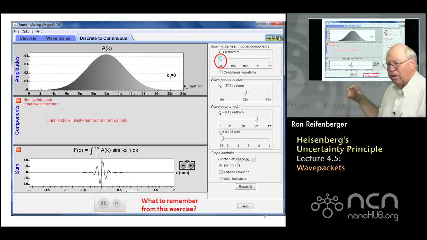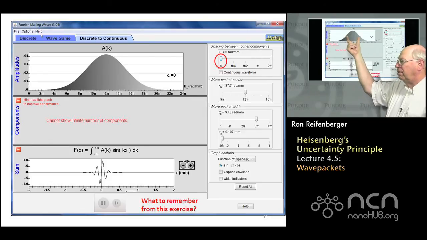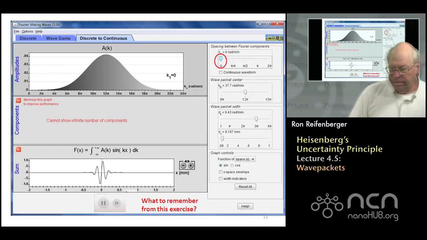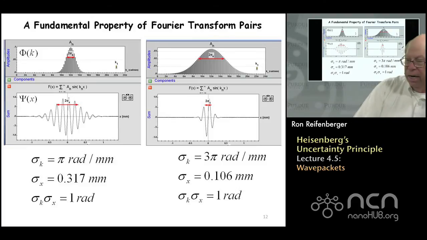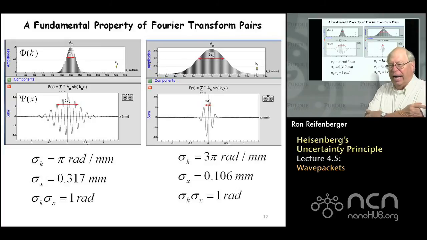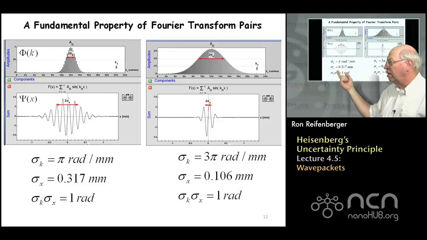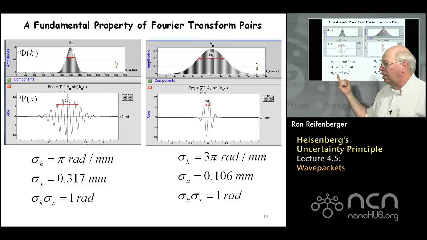The point that I want you to remember from this exercise is that we can go back and measure the width in K, and we can also measure the width in X of these different wave functions. If you do that measurement systematically, it just proves out the idea that Heisenberg's uncertainty principle pointed out. It's basically saying that if you take the width in K space and multiply it by the width in real space, you end up with a constant value. And that just simply means that you cannot adjust sigma X without having to adjust sigma K accordingly. These two are coupled because their product is a constant, which in this particular example is 1 radian.